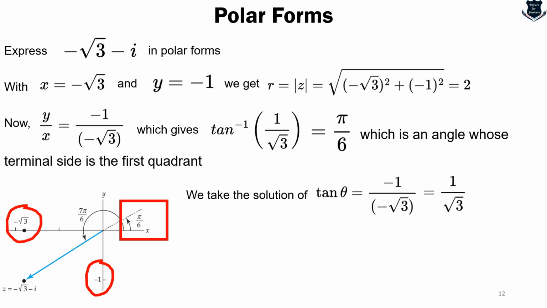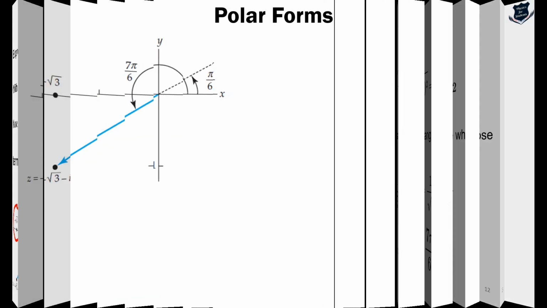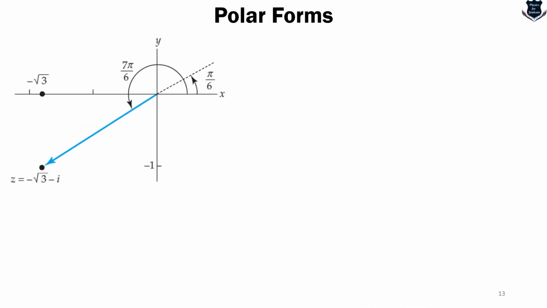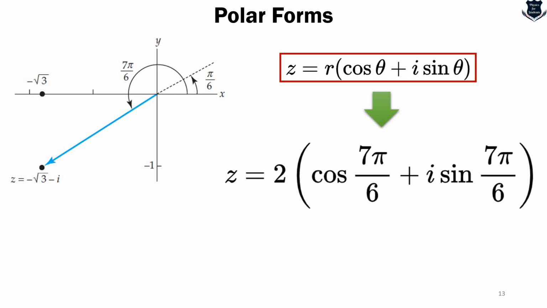So what we do is take a solution of tan theta equal to 1 upon square root of 3, and theta, our argument, can be calculated as 7 pi by 6. Now taking it further, this can be represented using the equation z equals r (cos theta plus i sin theta), and we can substitute into this.